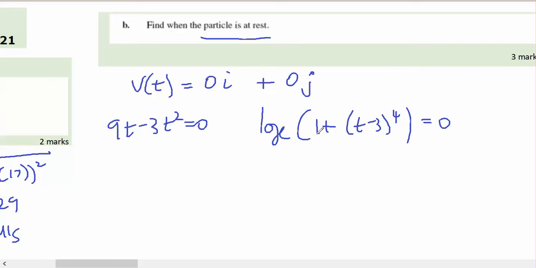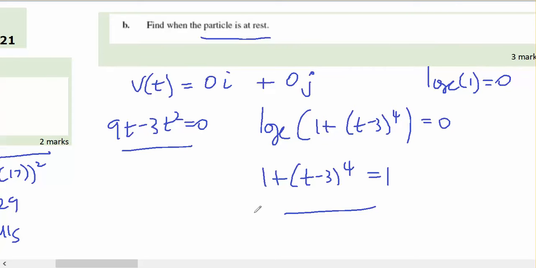That will equal 0 when 1 plus t minus 3 to the power of 4 equals 1, because log base e of 1 equals 0. So solve both of these on a calculator or by hand. I can take out a 3t. That's going to give me 3 minus t equals 0. Therefore, t equals 0 or t equals 3.